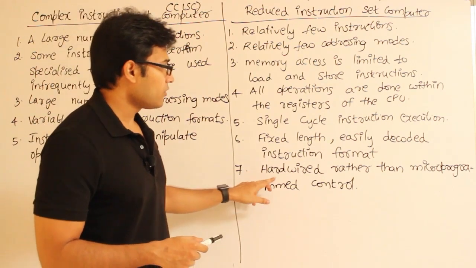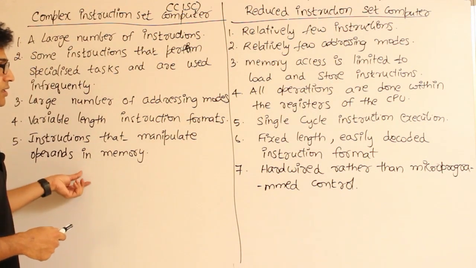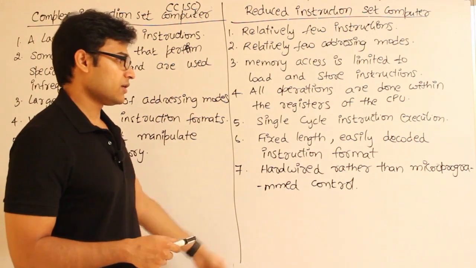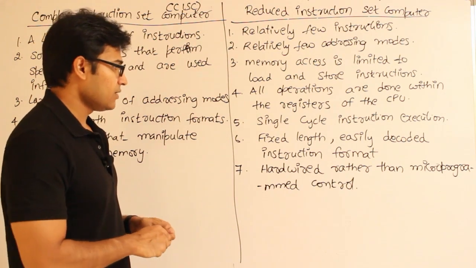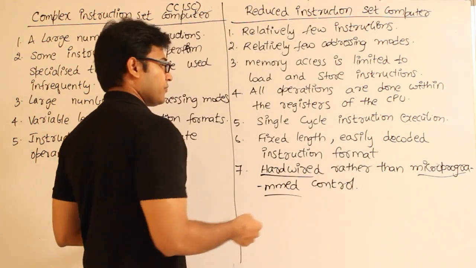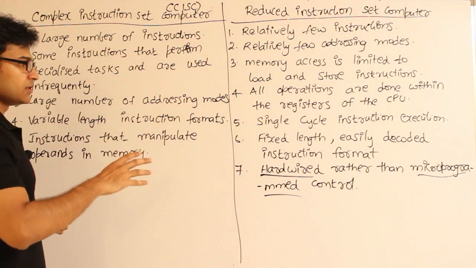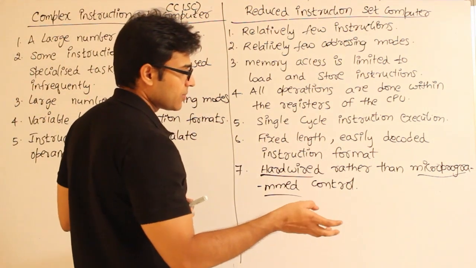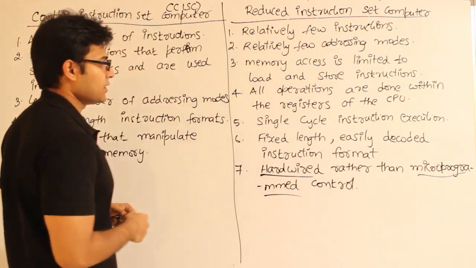And the next one is hardwired rather than microprogrammed control. Sometimes they go for microprogrammed control, and here they go for hardwired control. The advantage of hardwiring is that it will be fast. Exactly what hardwired and microprogrammed mean, you will come to know in the next few videos, where I'll explain it. Hardwired means we are going to implement a CPU using a hardware circuit. Microprogrammed means we are going to implement the CPU by using a microprogram. We shall come to it, then you'll understand.